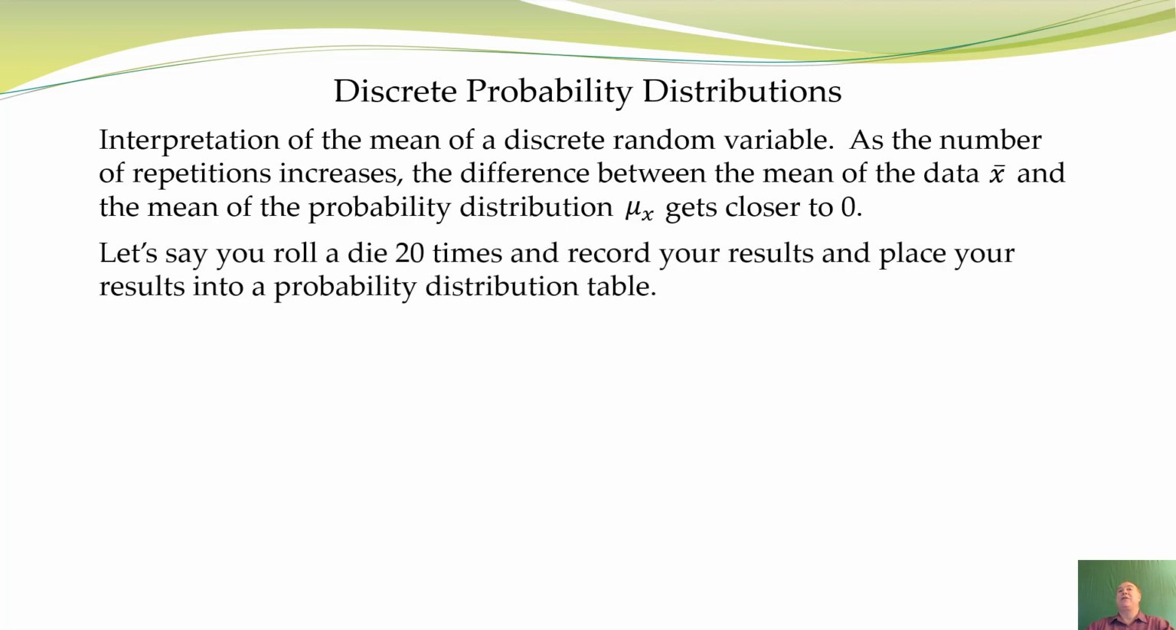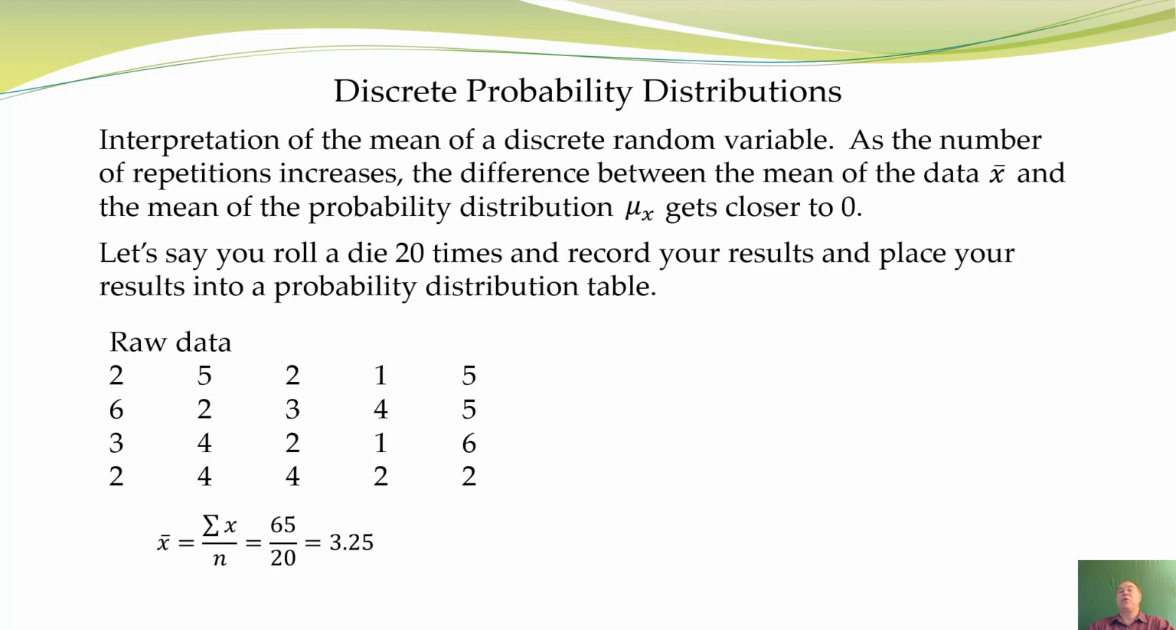Let's say you roll a die 20 times and record your results and place your results into a probability distribution table. So first we rolled the die. This would be the raw data. These were our results. We got a 2, a 5, a 2, a 1, 5, etc. Now, if I found the mean of this raw data, x bar would be the sum of the x's divided by n. So if I add all those up, I get 65 divided by 20, and it's 3.25.